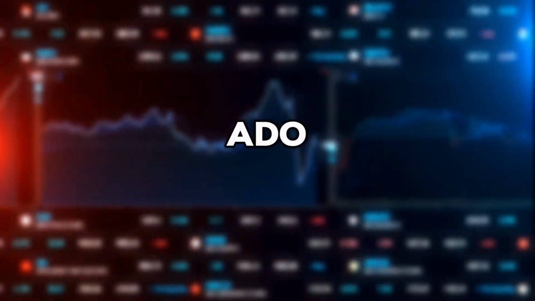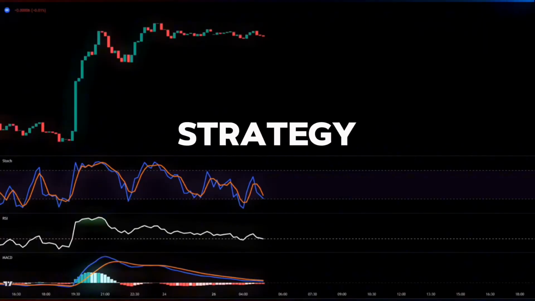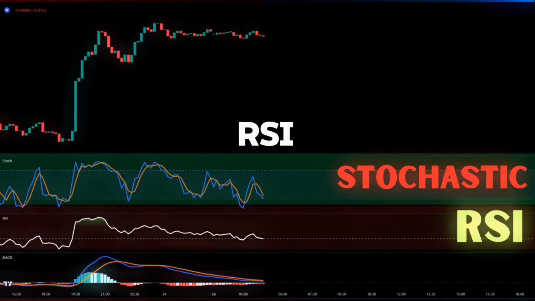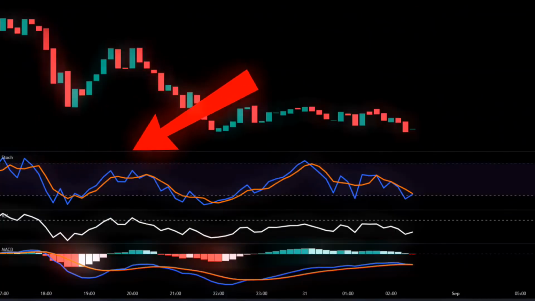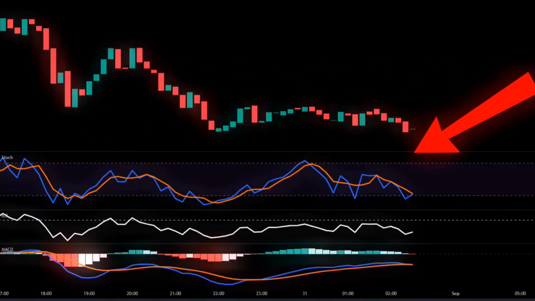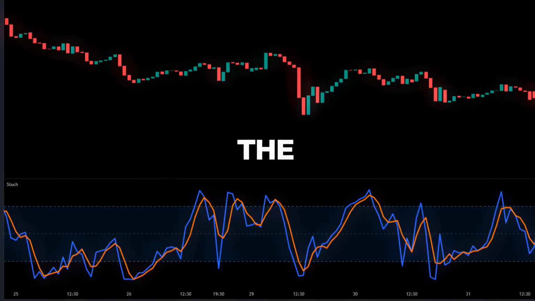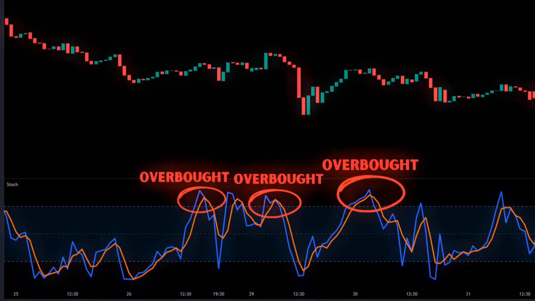Without further ado, 3 indicators are combined for this strategy: the stochastic, RSI, and MACD. Since the stochastic will produce our primary entry signal, let's start there. The stochastic is an extremely easy-to-use indicator that effectively determines when the market is overbought or oversold.